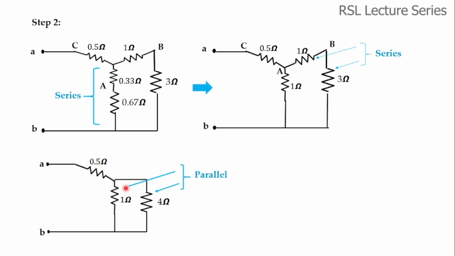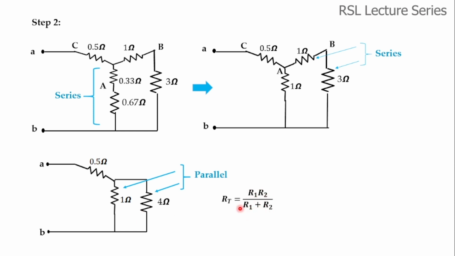If resistors are connected in parallel, then both the ends are connected together, both the upper ends as well as the lower ends. Then it is said to be parallelly connected. If two resistors are connected in parallel, then the total resistance is given by R1 R2 divided by R1 plus R2.